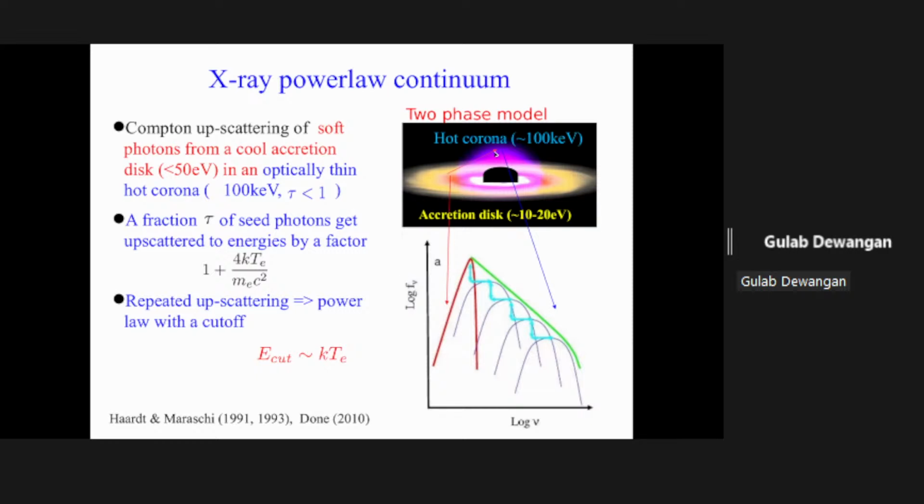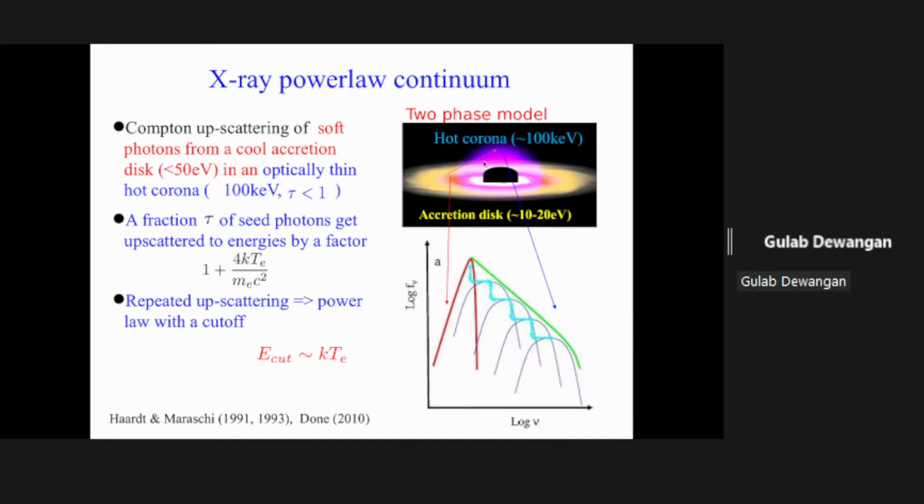So in this Comptonization process, what happens? First, imagine that this accretion disk is emitting like a black body, which is shown here in the red curve. This is the spectrum, log f nu versus log nu, and the red curve is the initial spectrum from the accretion disk. The photons in this black body are essentially interacting with this hot corona.